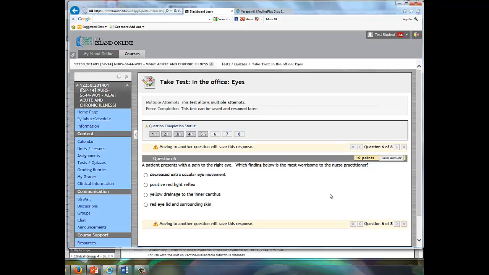A patient presents with pain in the right eye. Which of the following is the most worrisome to the nurse practitioner? Decreased extraocular eye movement, positive red light reflex, no, that's good. Yellow drainage, maybe bacterial conjunctivitis. Red eyelid and surrounding skin, so we're starting to look at cellulitis around the eye, right? You can have cellulitis around the eye, but if you have decreased extraocular eye movement, it's pretty serious because we're looking at a septal infection there.